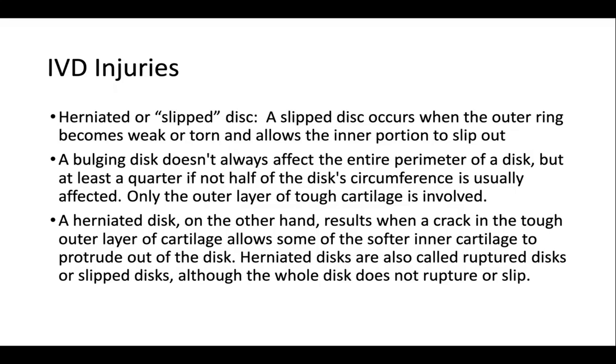With a herniated disc, on the other hand, this is going to result when a crack in the tough outer layer allows some of the soft inner cartilage to protrude out of the disc. So they're also called a ruptured disc or a slipped disc, although the whole disc itself does not rupture or slip out of place. With advanced imaging technology, we have been able to see that there are actually a lot of these out there that are really pretty asymptomatic for people.